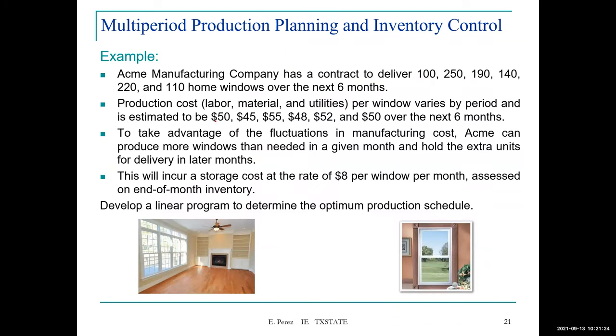Yes, so this cost is changing for production. If that cost was the same, then you're right, it doesn't make any sense to carry inventory. But that cost is going up and down. So in some instances, like when you have $45 for production costs, it might be cheaper to produce more and keep them in inventory because you're saving some money. Again, if your inventory becomes too high, there's also a cost associated with that. So you have to find that balance, and that's what the solution is going to tell us.